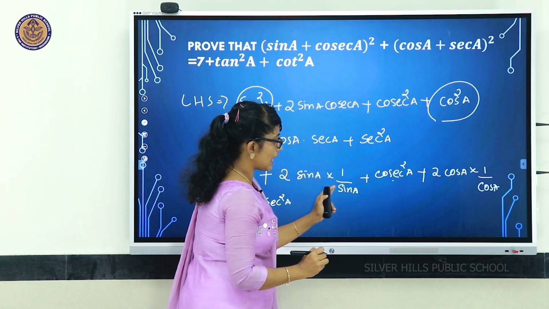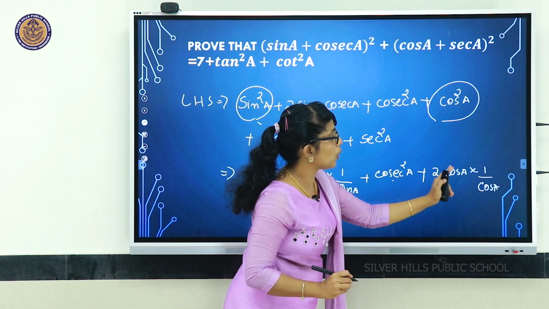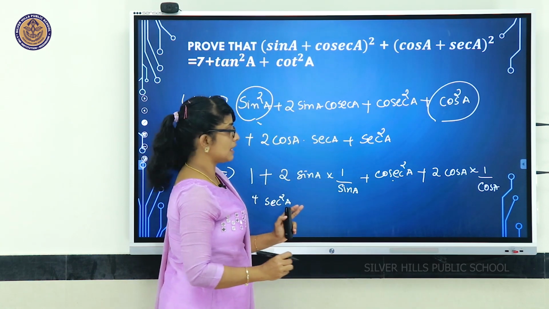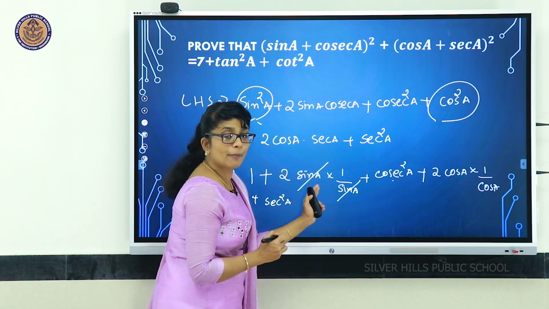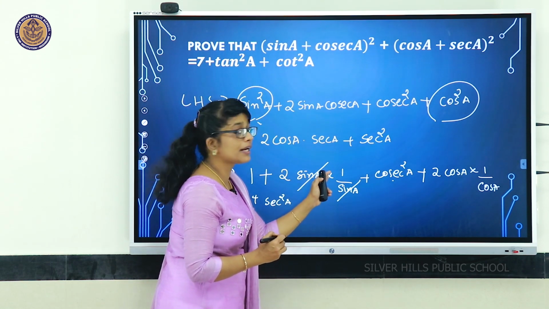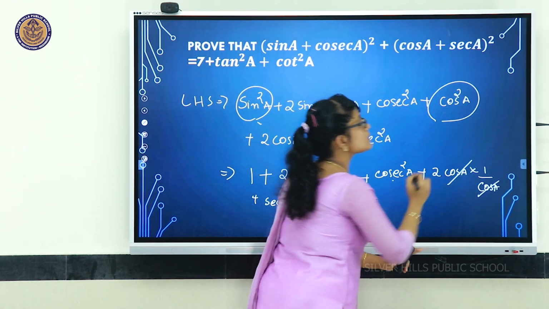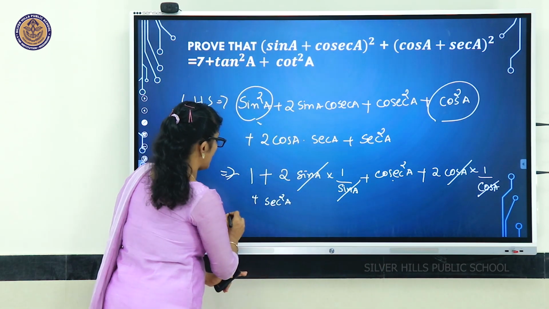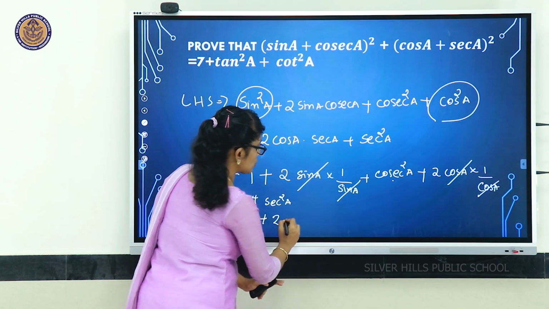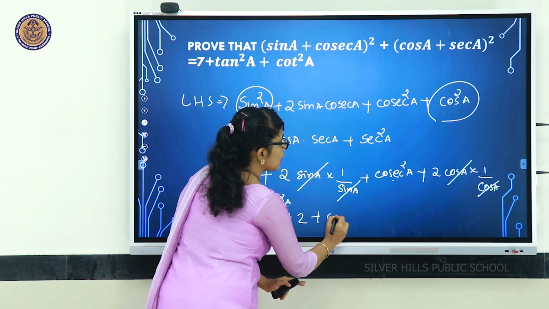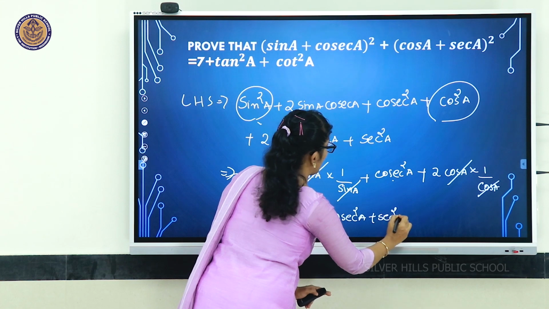1 plus 2 sin A into 1 by sin A plus cosec square A plus 2 cos A into 1 by cos A plus sec square A. Sin A cancels because the numerator and denominator are the same and in between the symbol is multiplication. Here also cos A and cos A we can cancel. Then remaining 1 plus 2, then one more 2 there, 2 plus cosec square A plus sec square A.